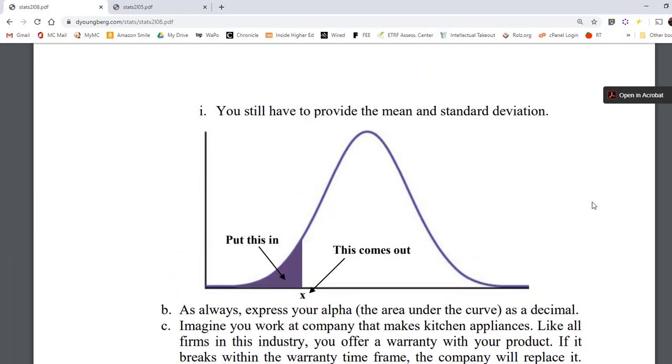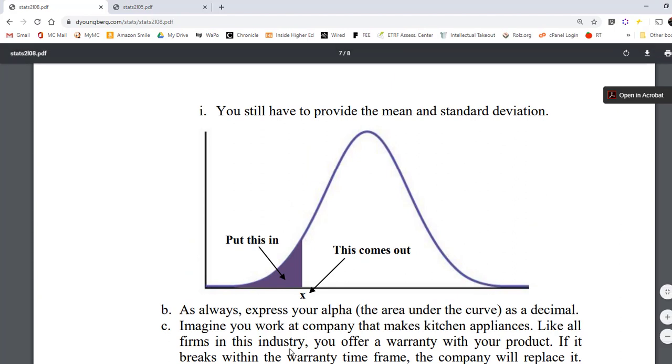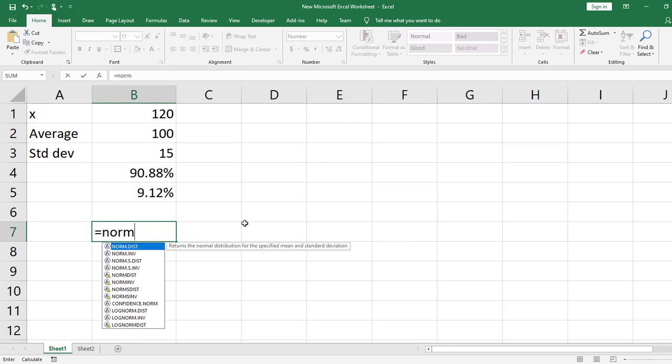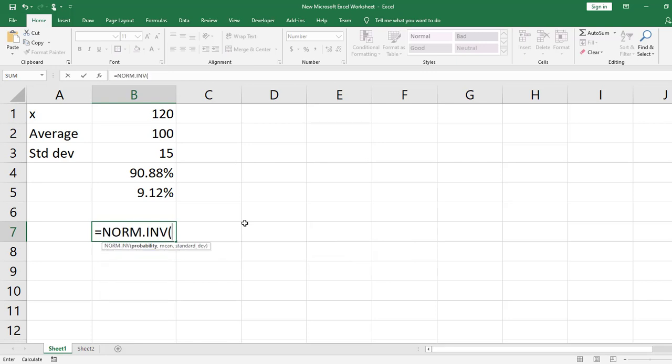Here is an illustration of the invert function. Rather than putting in the x value and getting out the purple value, you put in the purple value, the area under the curve, and you get out x. So it's exactly the reverse. It's the inversion. So we can do that here. Equals norm invert. The probability we want is 30% or 0.3, a mean of 100, a standard deviation of 15.